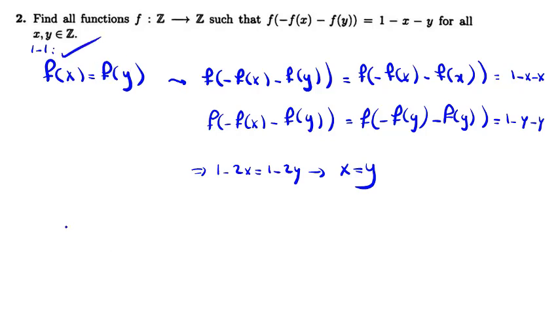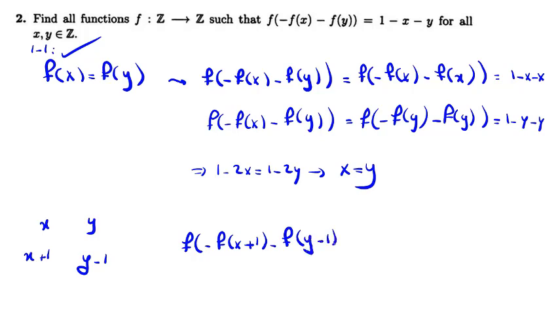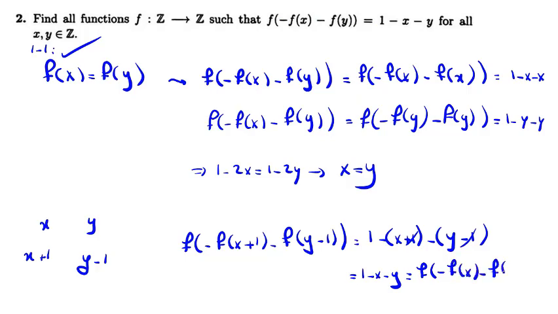Now suppose we want to consider special cases. We have x and y, and then change it to x plus 1 and y minus 1, for example. So we can say f of negative f of x plus 1 minus f of y minus 1 equals, if you use this formula, 1 minus (x plus 1) minus (y minus 1). We can cancel these two things, so it will be 1 minus x minus y, and then we can say it is equal to f of negative f of x minus f of y.